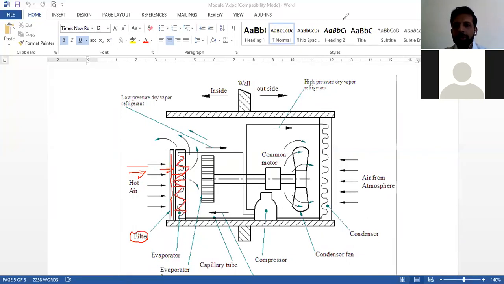So what is going to happen over here? Hot air is next going to pass over these evaporator coils, right? Inside this evaporator coil, the refrigerant is flowing, but over these evaporator tubes, the hot air is flowing. The refrigerant flowing inside this coil will be at a lower temperature. Hot air is going to pass over these tubes, thereby heat exchange is going to take place.